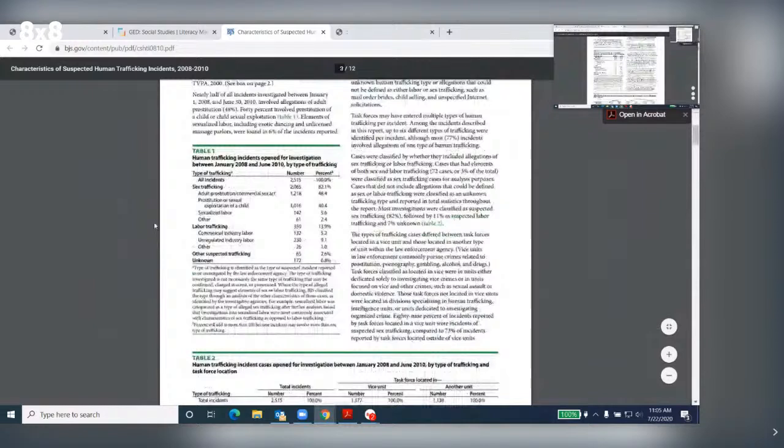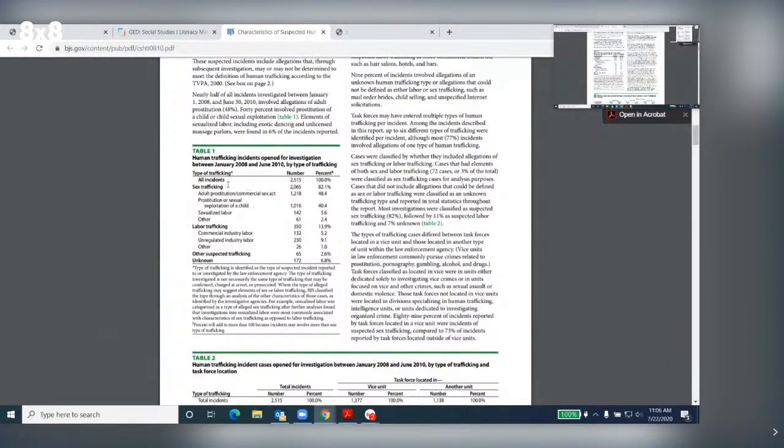Here is another chart: human trafficking instances open for investigation between January 2008 and 2010 by type of trafficking. So sex trafficking, there were 2,065 cases, and that was about 82%. Adult prostitution, commercial sex acts, that was about 48%. Sexualized labor is like 5.6%.